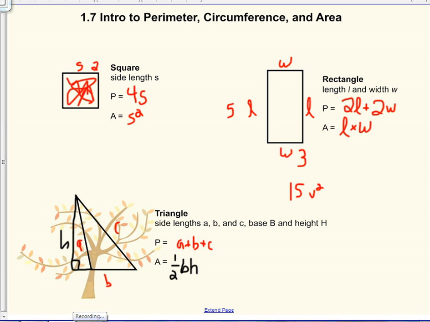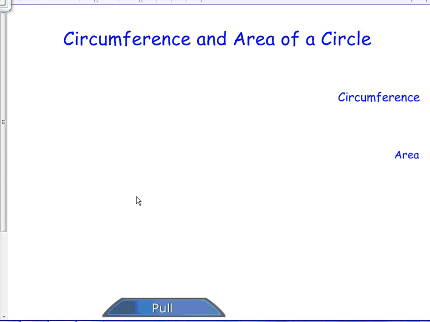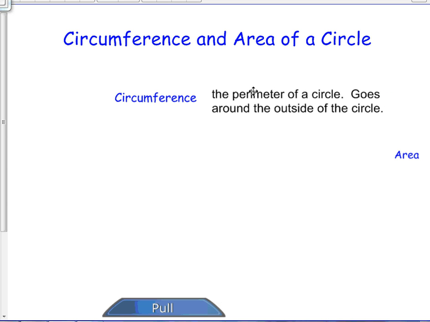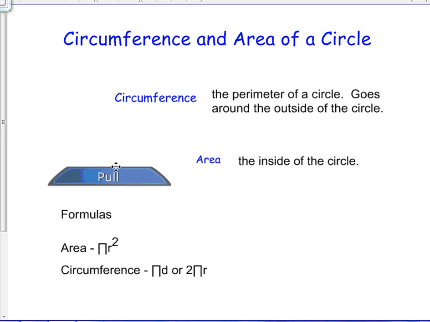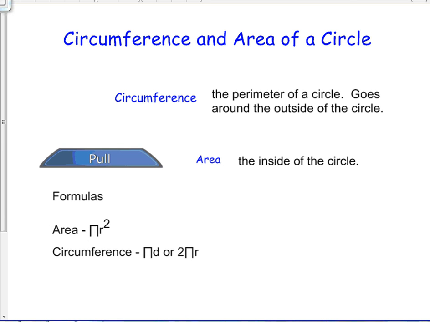All right, we're going to move on to circles now. Circles are a little bit more complicated because while we still have the area, which is a word we're very familiar with, we have something called a circumference. And a circumference is basically the same thing as perimeter. It's the perimeter of a circle. It's what goes all the way around the circle, whereas area is the inside of the circle. So we have two different formulas for circles when it comes to circumference and area. All right, we have, and this is kind of a strange looking pie, but you get the picture.